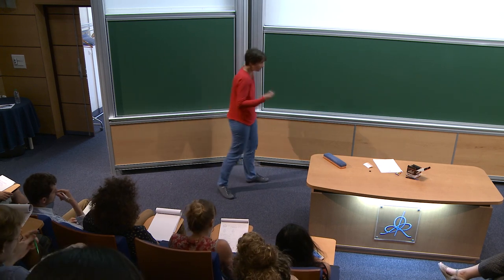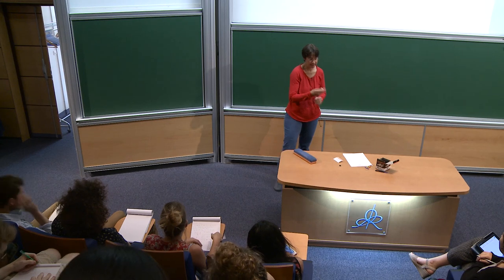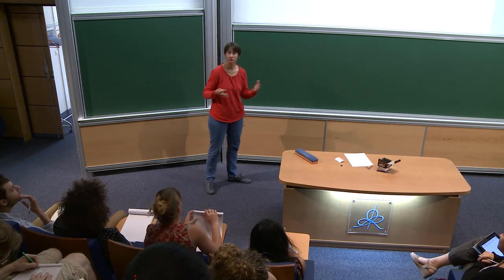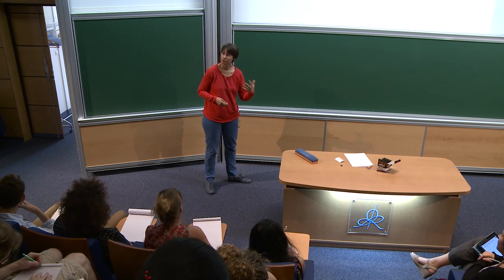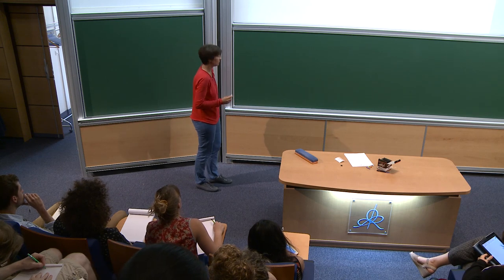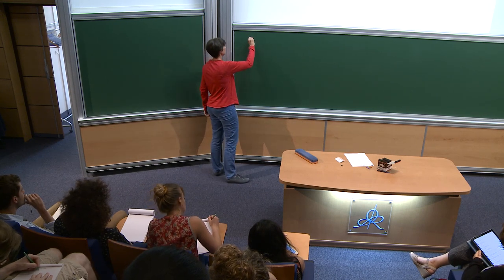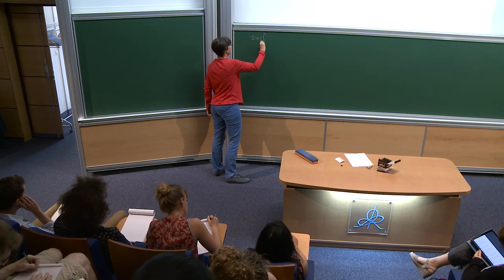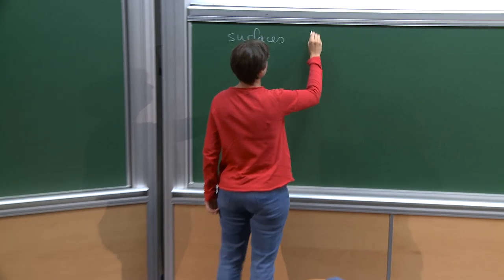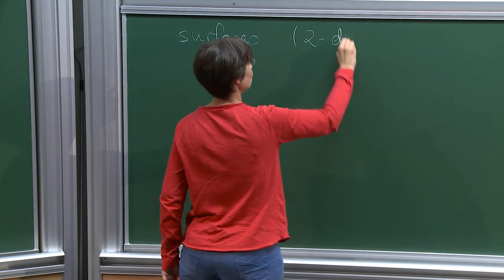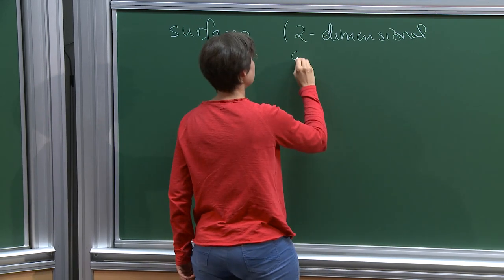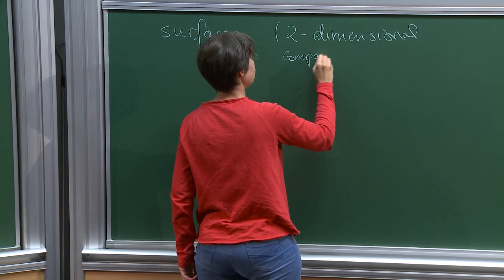So what I want to tell you about in this lecture and the next one is geometric structures on surfaces. For this, we first look at surfaces without any geometry, just as topological objects. So we'll look mainly at surfaces in the sense of two-dimensional compact manifolds without boundary.